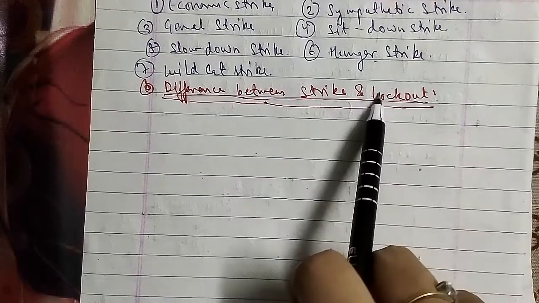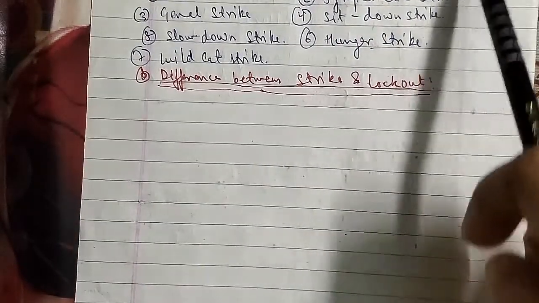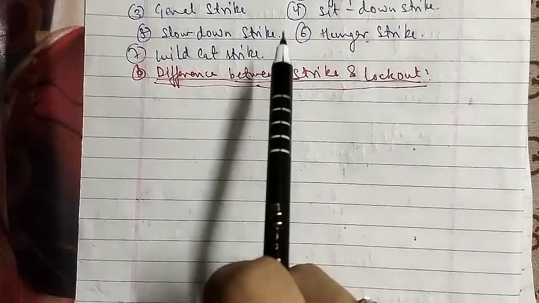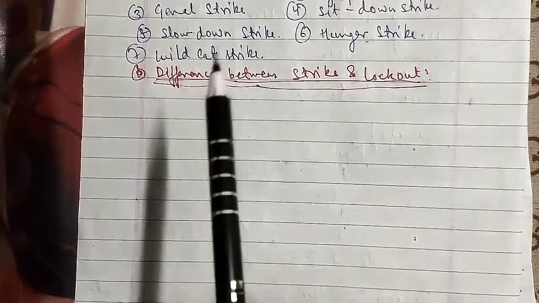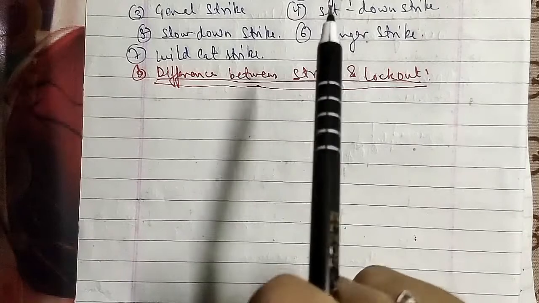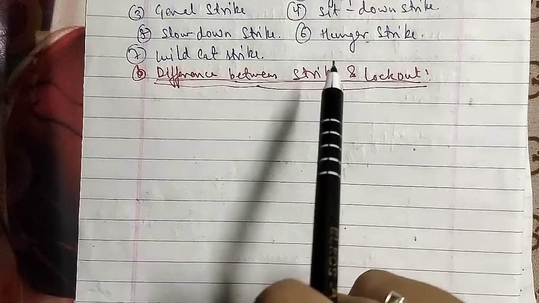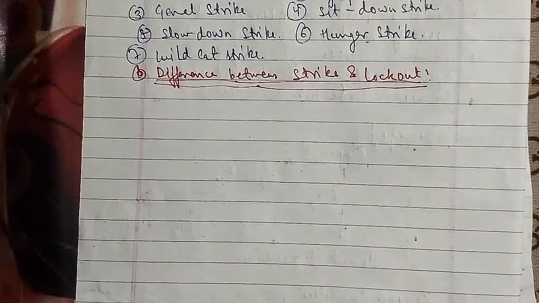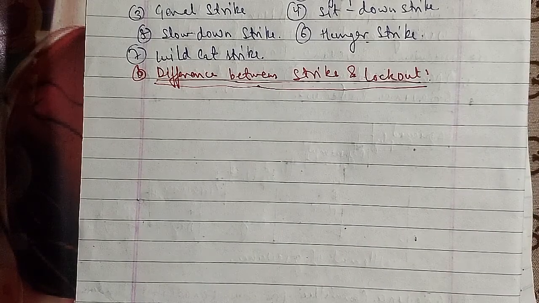Now we'll go ahead with the other question: what is code of discipline, which has been asked for 6 marks. What is code of discipline? Explain in detail for 6 marks. Explain principles of industrial discipline, which has also been asked for 6 marks. So we'll discuss code of discipline in industry.